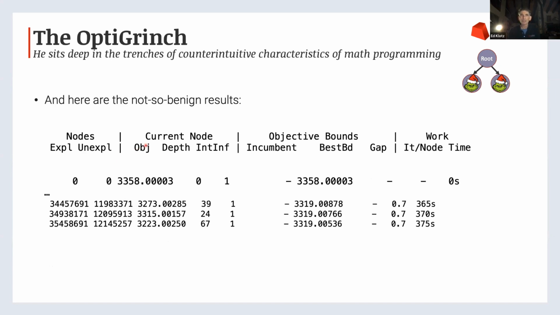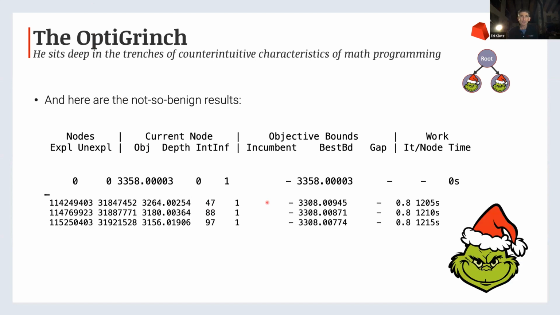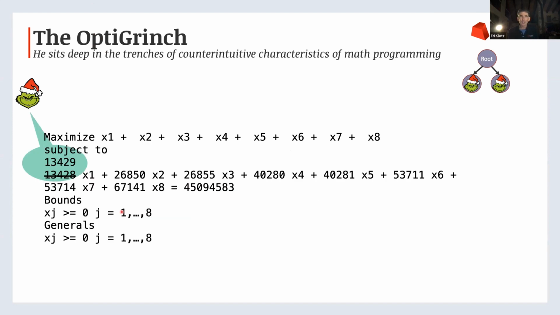And let's see what happens. Okay, after 6 minutes, we've got over 1.2 million nodes and 11 million unexplored nodes. Growing. So this doesn't look good. Let's keep going a little bit. Yeah, after 20 minutes, it's only getting worse. Okay, so what happened here? What's the story here?